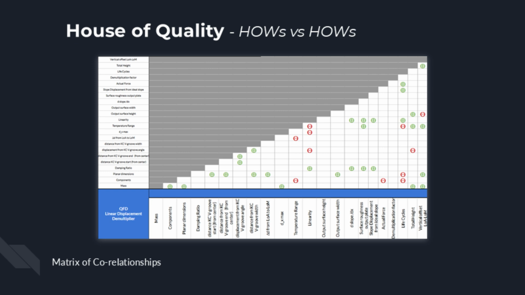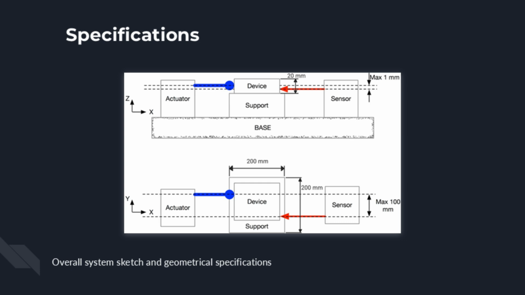The system is designed to meet the following specifications. The number of components must be low, and the planar dimensions need to be limited. The temperature range must ensure operational stability across varying conditions. We also need the system to be linear, with output dimensions big enough to ensure a correct measurement of the displacement. Also, the demultiplication factor should meet the one defined at the beginning.